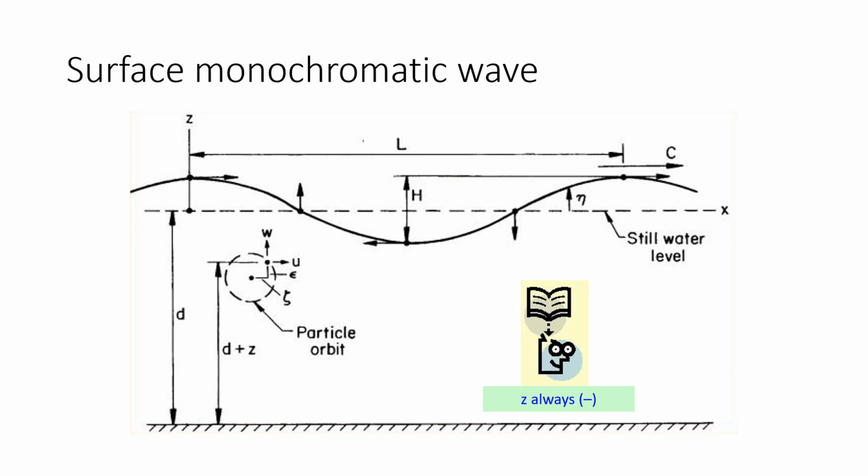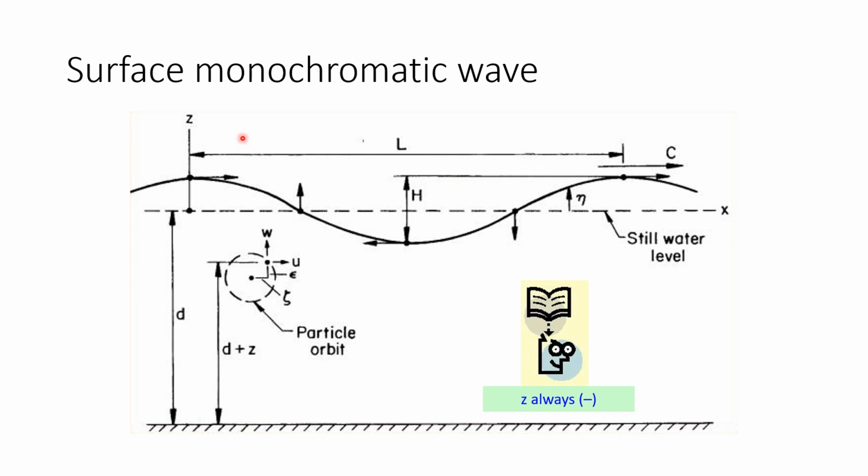Next, we want to familiarize ourselves with the mathematical representation of the small amplitude wave theory. Here we are looking at a surface monochromatic wave. Monochromatic means that the wave is made up of a single wave spectrum with only one wave period and so one frequency. And here we see the profile of the wave, which is sinusoidal.